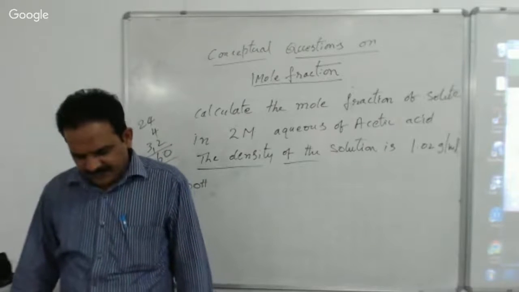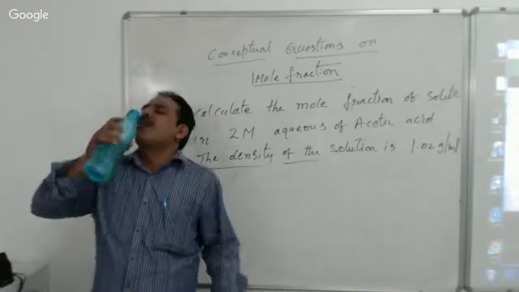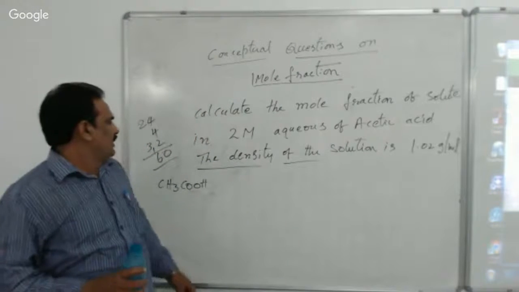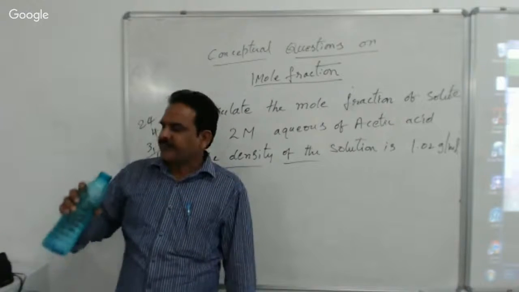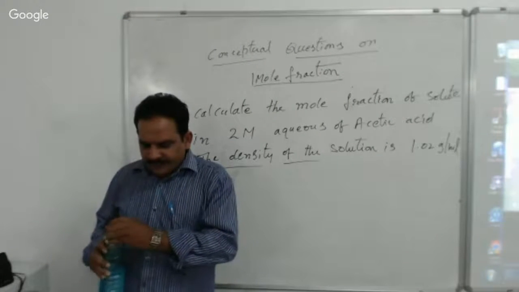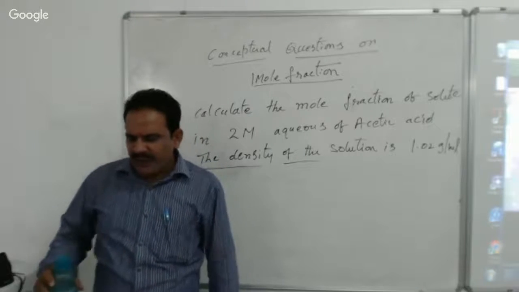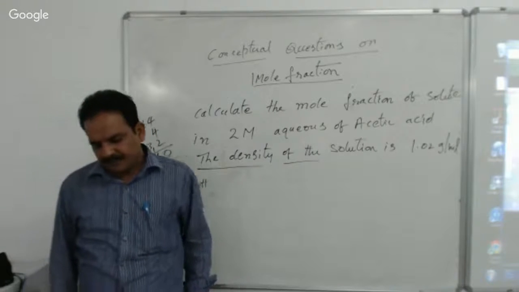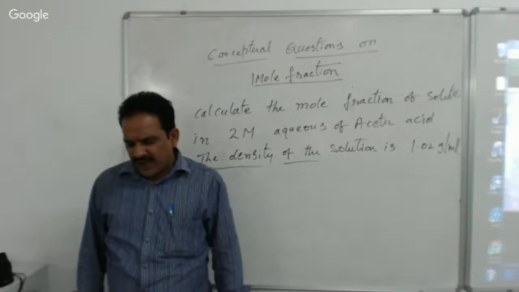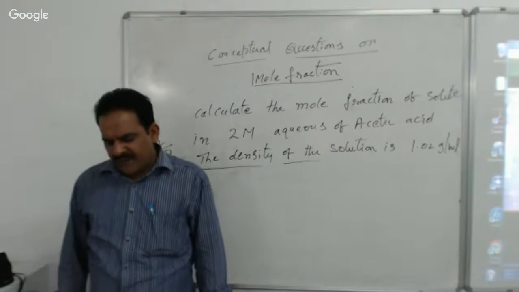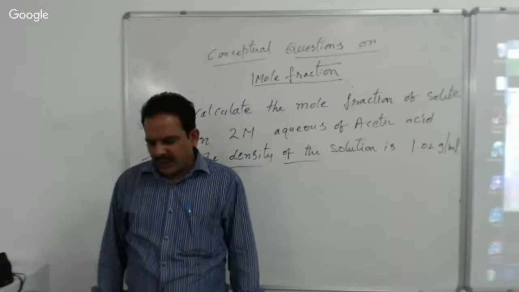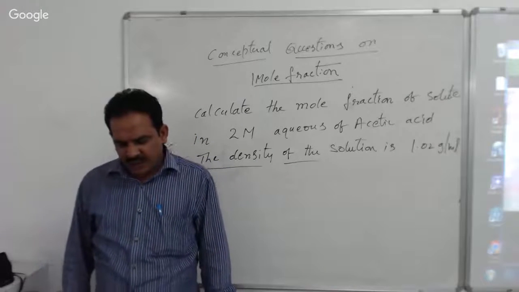Sir, I calculated the atomic weight of acetic acid. Molecular weight, not atomic weight. That I already told you, the molecular weight of acetic acid is 60. Then I found that in 2 moles there will be 120. Yes, 2m solution means 120 grams in 1000 ml. If it is 60 grams in 1000 ml, it is 1 molar. If it is 120 grams in 1000 ml, then it is 2 molar.